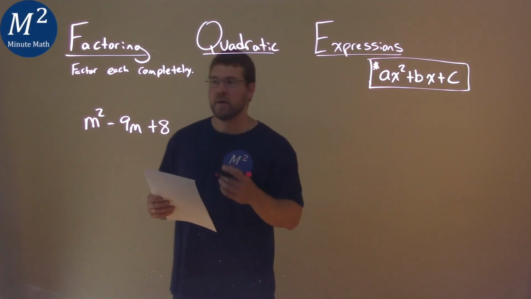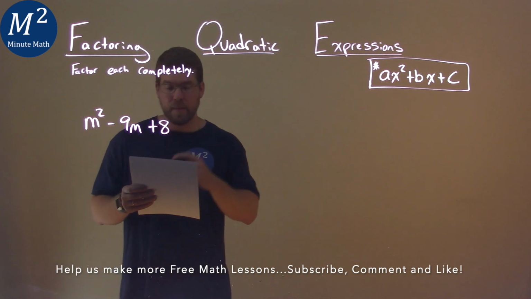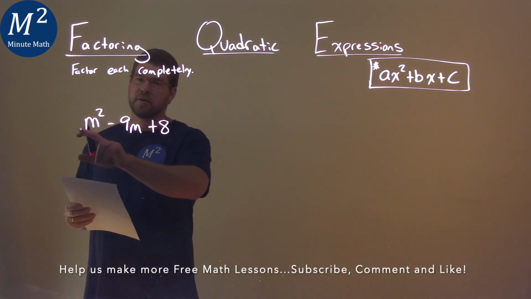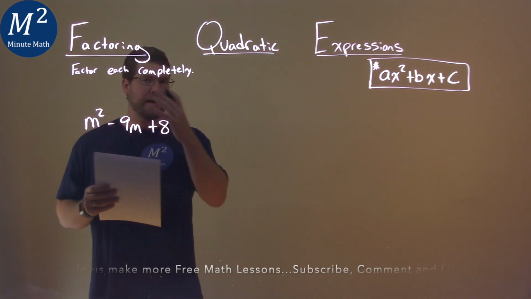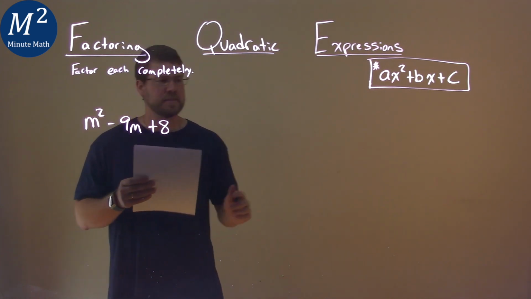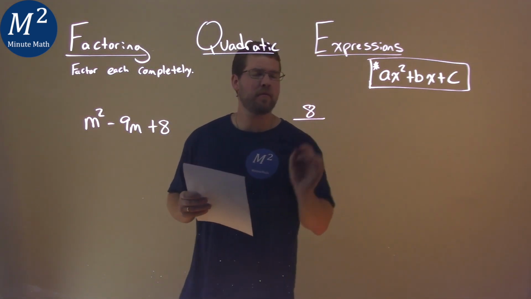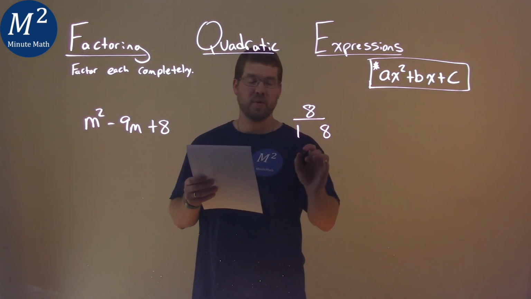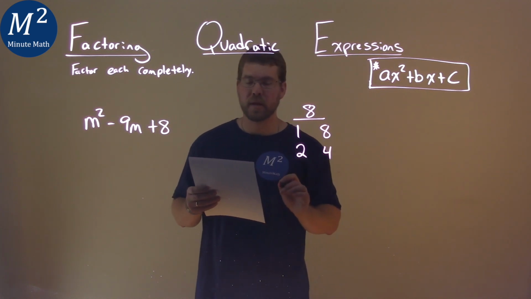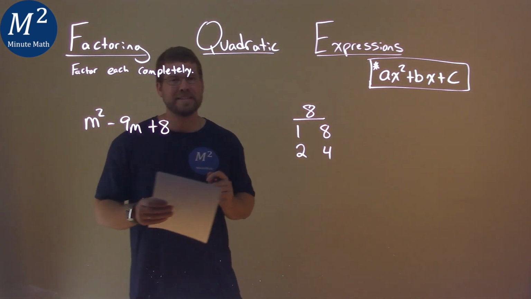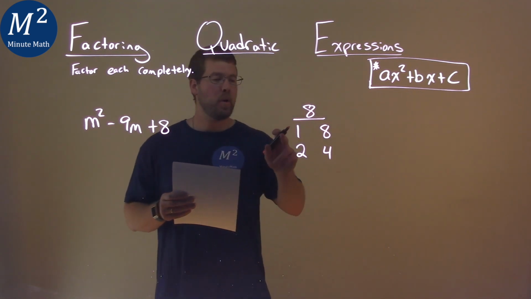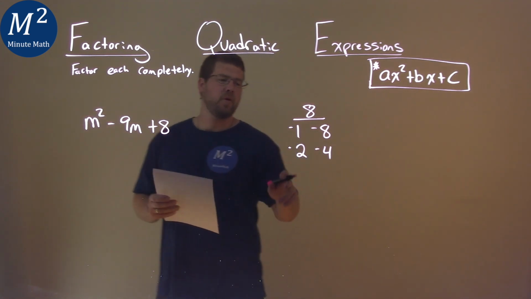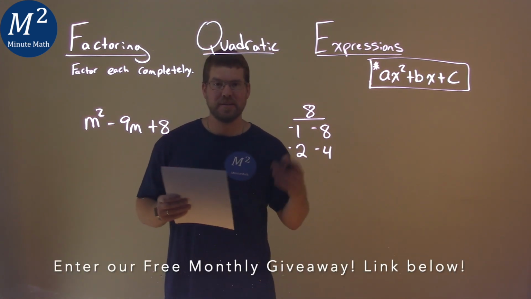We're given this expression right here, m squared minus 9m plus 8, and we need to factor this completely. My a value here is just 1, so it's good to note. That makes it simpler. And then our c value here is 8. So I'm going to take that 8 value and I'm going to find, well, what two numbers multiply to be 8? And that's just 1 and 8, and, well, 2 and 4. But they also tell us that our b value is negative, meaning that both of these numbers will have to be negative.